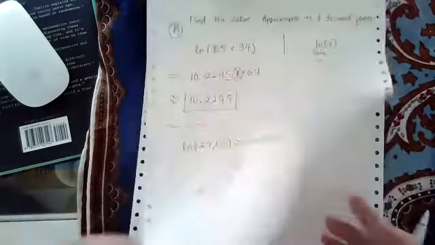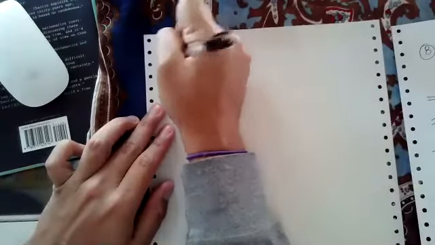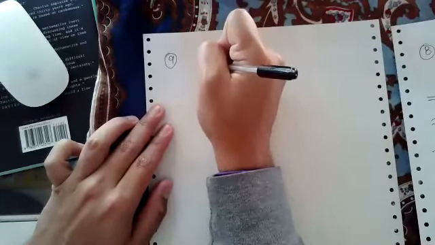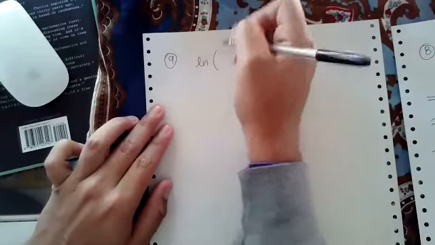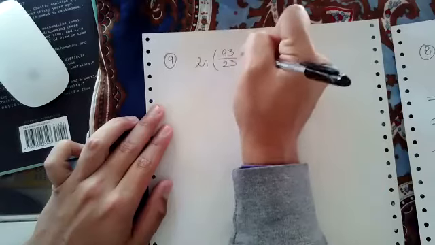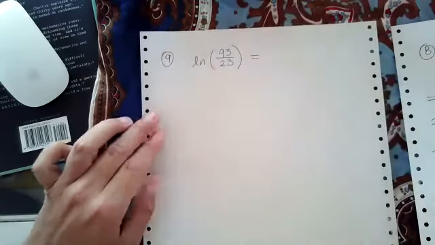Let's do one more. ln of 93 over 23. Okay, so what should we be getting when we output that value?